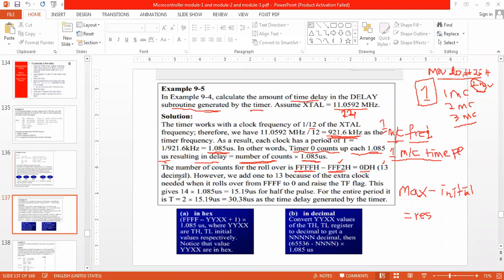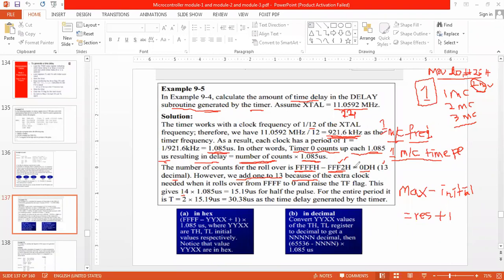Okay, 13 in decimal. However, we add 1 to the 13. So, result plus 1. Why are we adding an extra 1 clock cycle to the result? 13 plus 1, so we are making it 14. Because when the value reaches the maximum value FFFF, it has to jump from FFFF to 0000. So one more clock cycle is required to jump from FFFF to 0000.